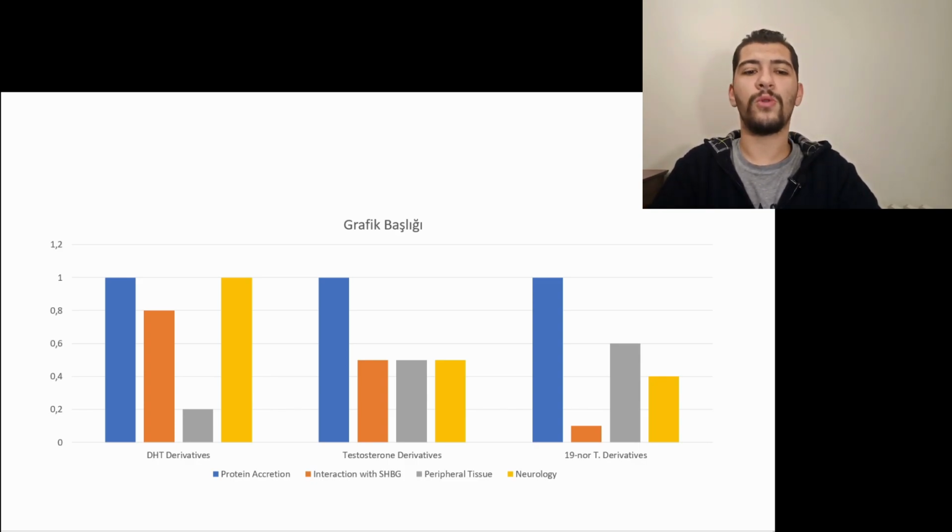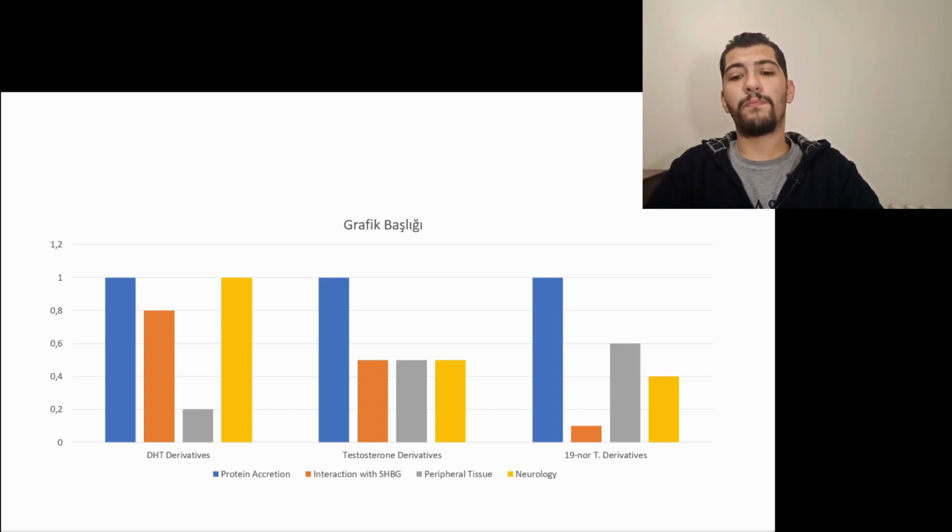We all know that. If you take a look at the interactions with SHBG, the 19-nortestosterone family has the least interaction with SHBG, testosterone derivatives have the second place, and DHT derivatives have the first place. DHT derivatives can drastically suppress your SHBG, especially drugs like Nandrolone, for example.